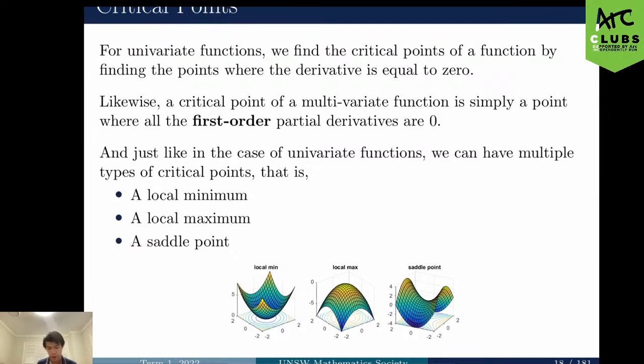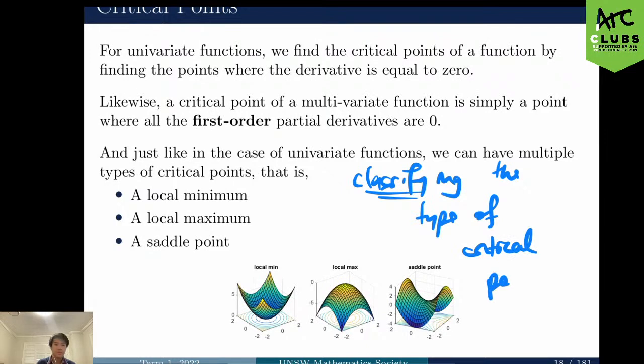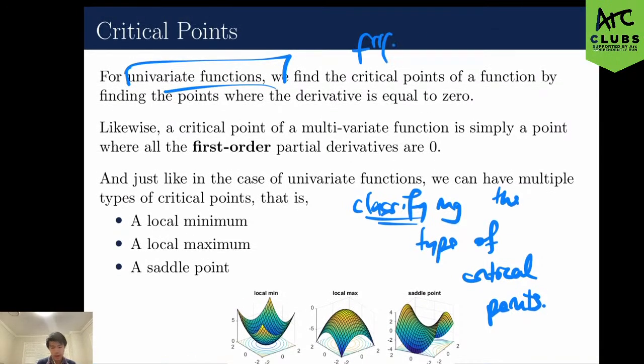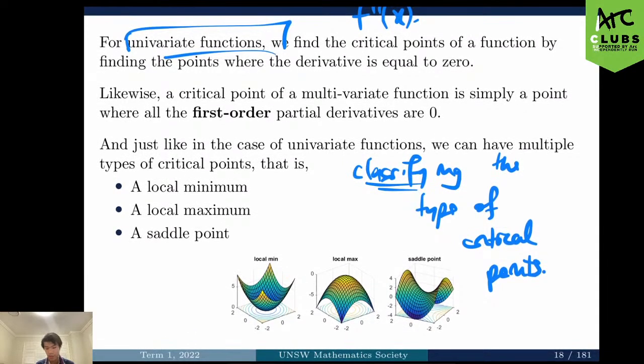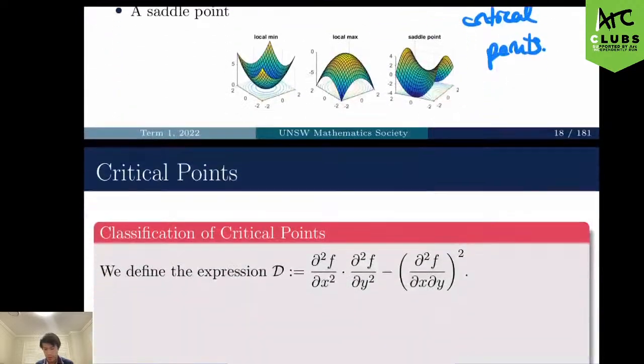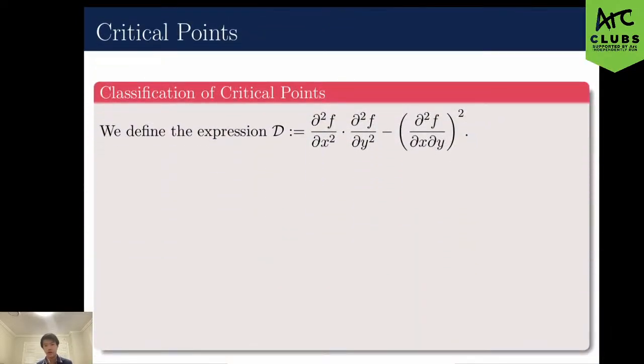Yeah, the other thing we can do is we can also classify these points. This is called classifying. So if you remember from maybe first year, maybe high school, in univariate functions, you can just use the second derivative, generally. It turns out there's an exact same formula with multivariate functions. But because we have so many types of derivatives, it's a bit more complicated. And here it is. So this expression, which you would have seen in your lecture notes, it's equal to basically a combination of different second derivatives.